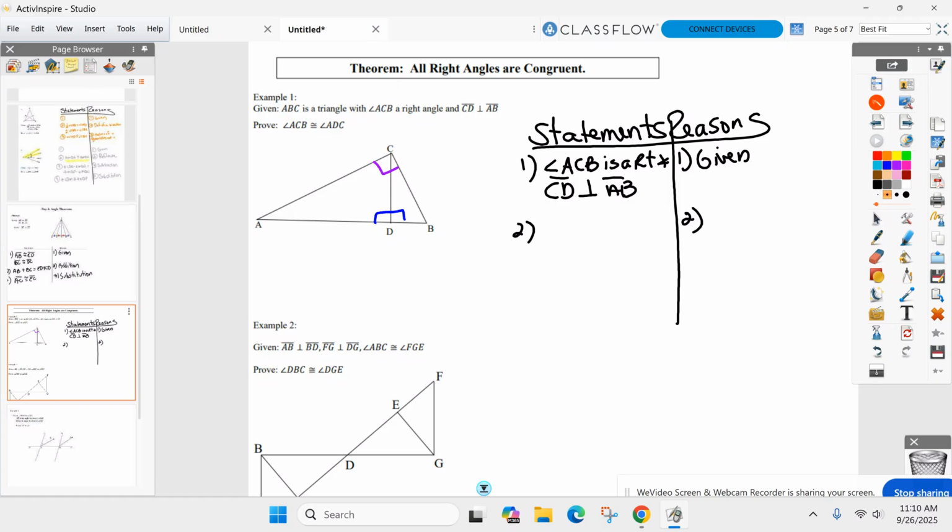Have you told me the other one was a right angle? No, so you can't tell me they're congruent yet. You can tell me they're congruent when you have told me in your statements that they're both right angles. I only have one labeled up there. I need the other one to be a right angle. All right, so that is going to be statement number 2. Angle, the other one, ADC, is a right angle. They can't be congruent until you tell me they're both right angles.